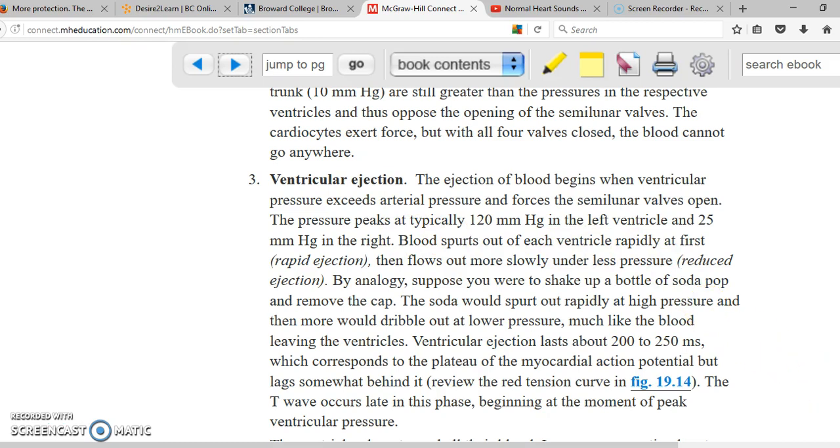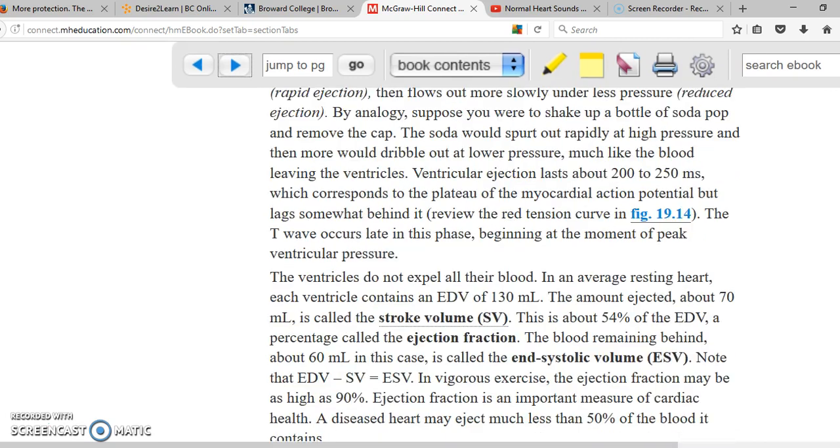And the last one, if we scroll down, right here.